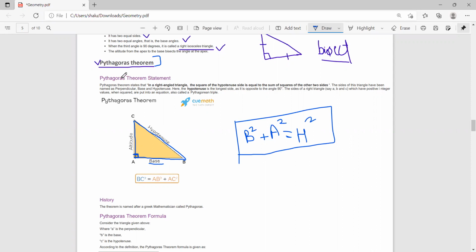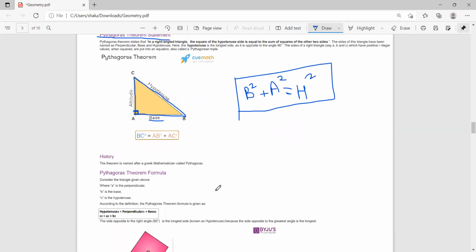So what it says is that in a right angle triangle, the square of the hypotenuse side is equal to the sum of the squares of the other two sides, that means base and altitude. Okay, so this was Pythagoras theorem. Now let's see some questions based on Pythagoras theorem.